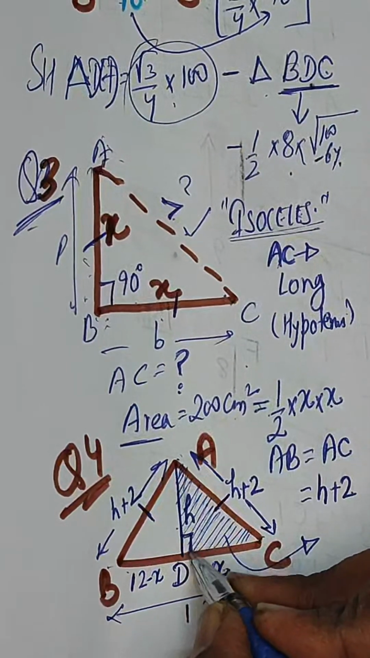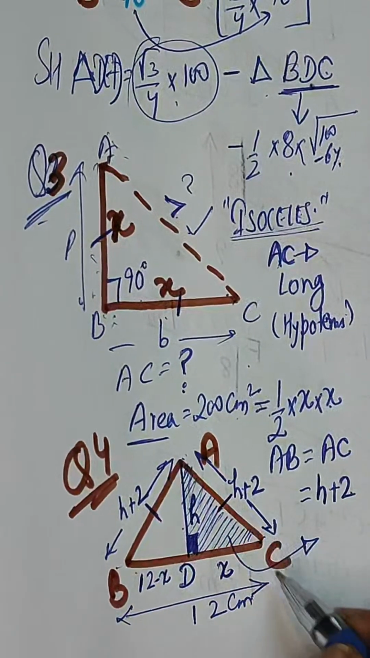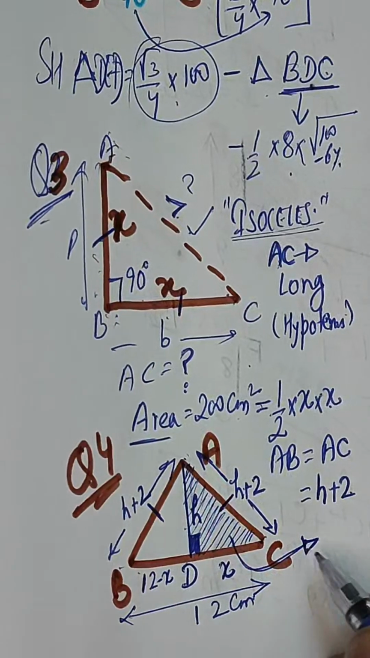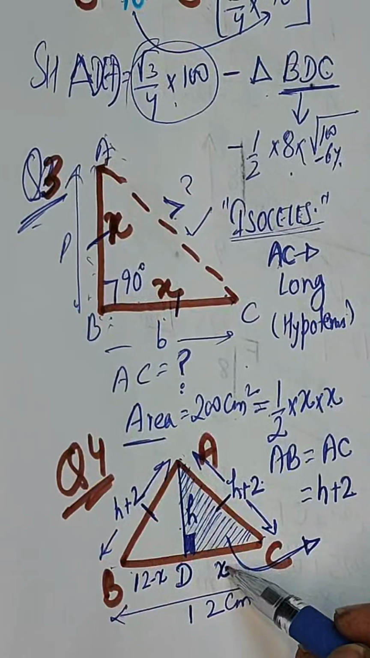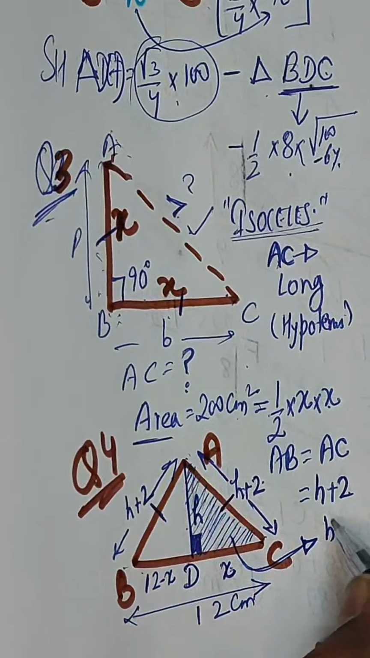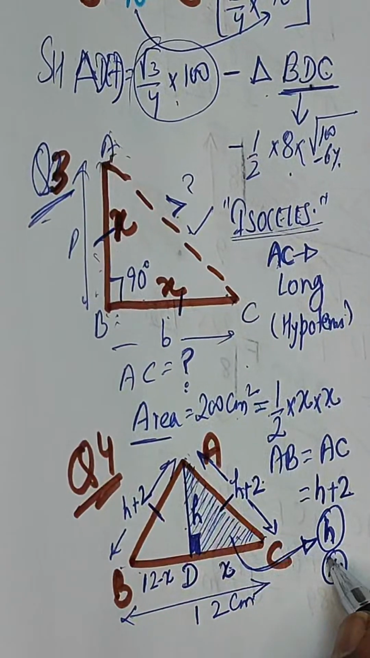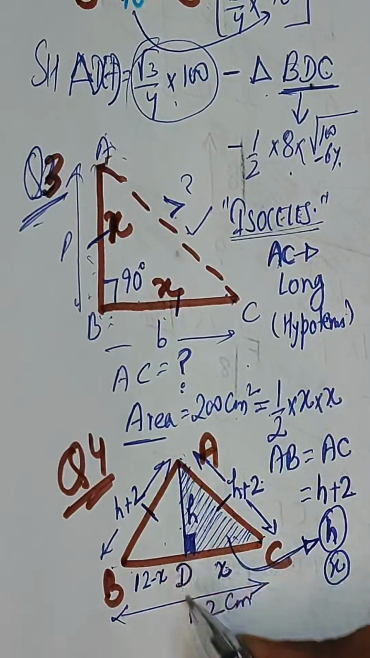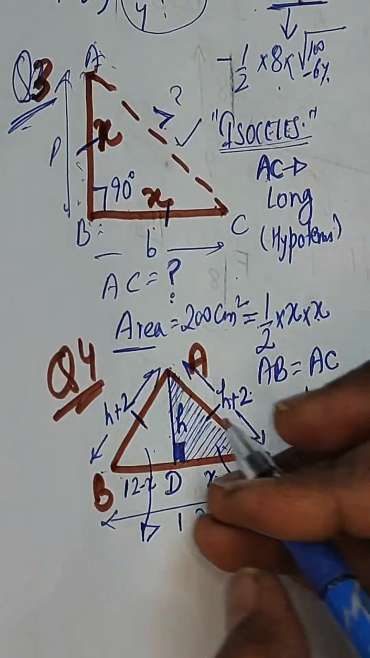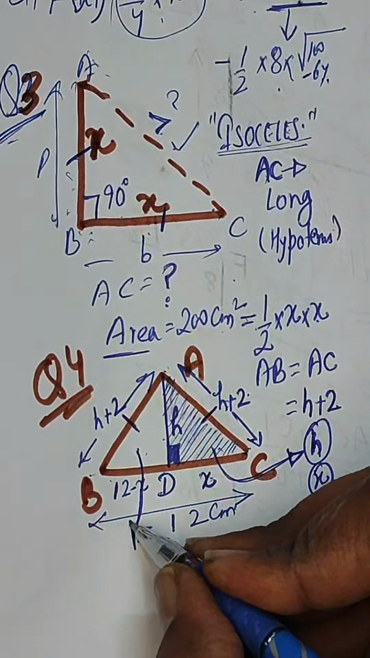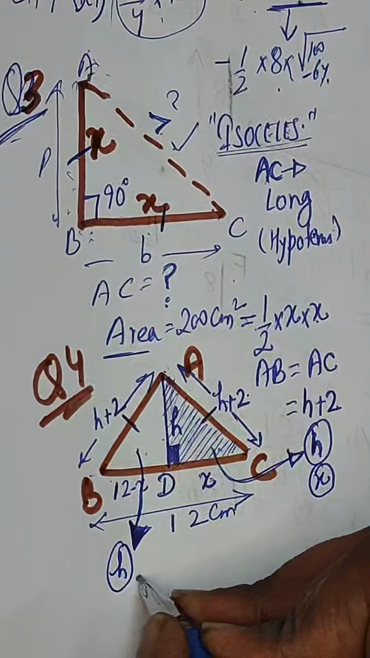Now AD being the altitude, this angle is 90 degree, right? So for this triangle, apply the Pythagoras, then (h plus 2) square will be equal to h square plus x square. So two variables will be there, one is h and one is x. From here you get an equation in two variables. Again, from this triangle also, you will get an equation with variables h and x.